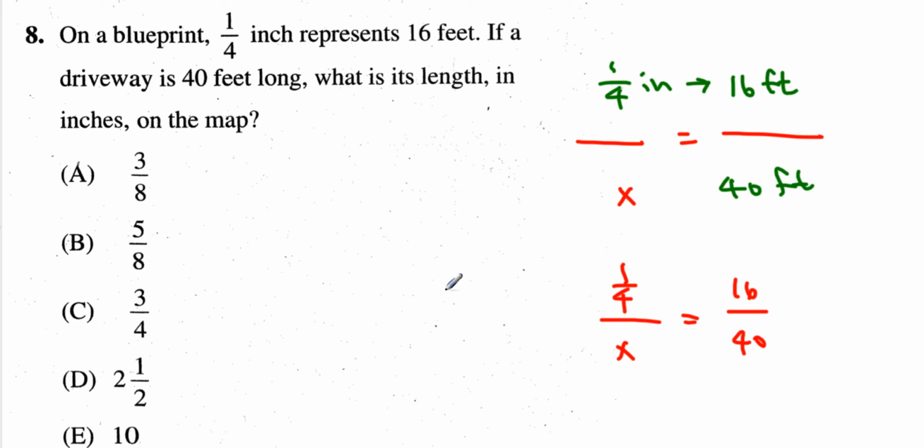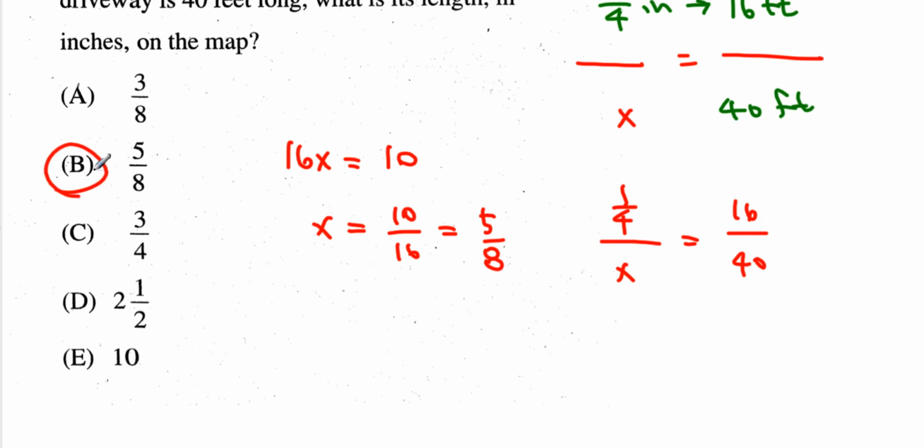All I have to do is cross multiply them. Then I'll be getting 16x is equal to 1/4 times 40, which becomes 10. Dividing each side by 16, x equals 10 over 16. We know that to be 5 over 8, which is choice B. All right, let's look at the next question.